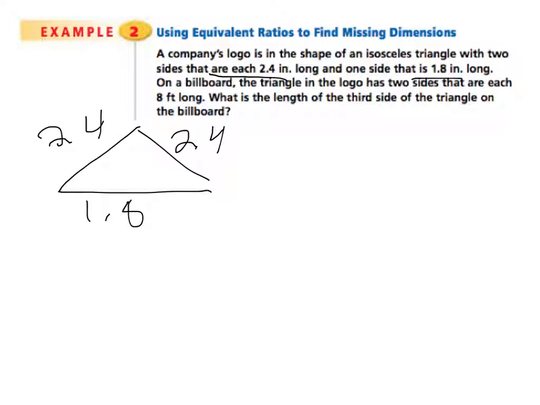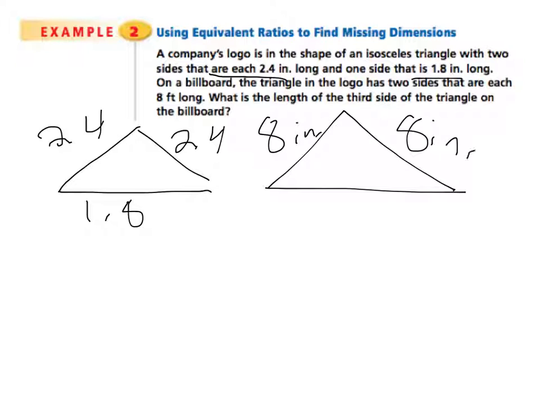Okay. On a billboard, the triangle in the logo has two sides that are each 8.4 inches. So on the billboard, the triangle is 8.4 inches and 8.4 inches. And we need to find the length of the third side of the triangle on the billboard. So we're trying to find the third side of this triangle.